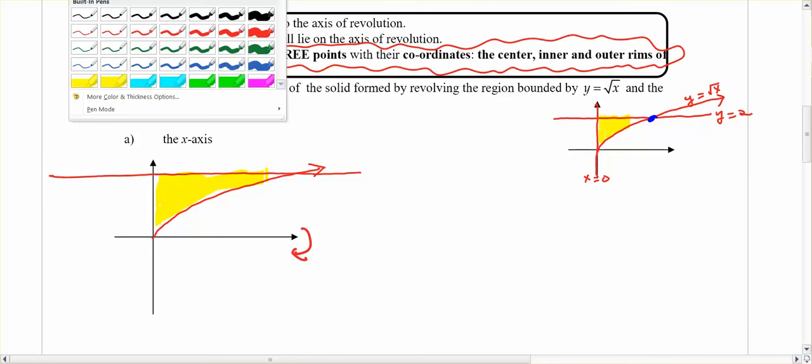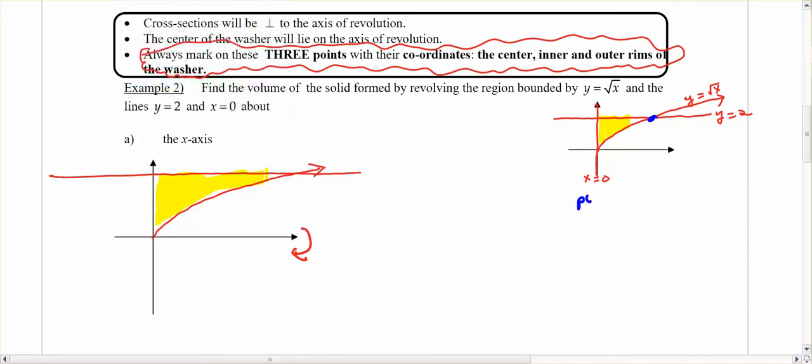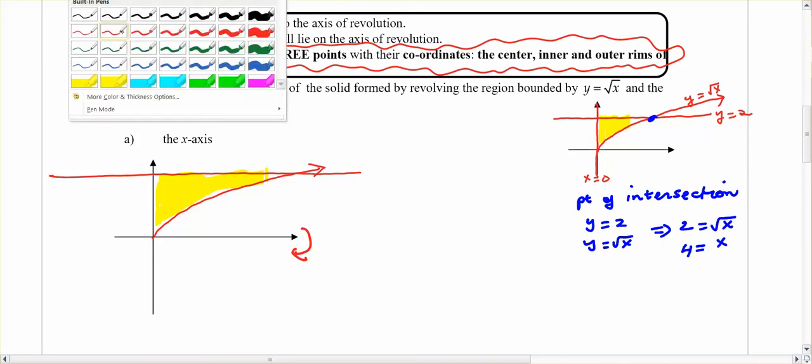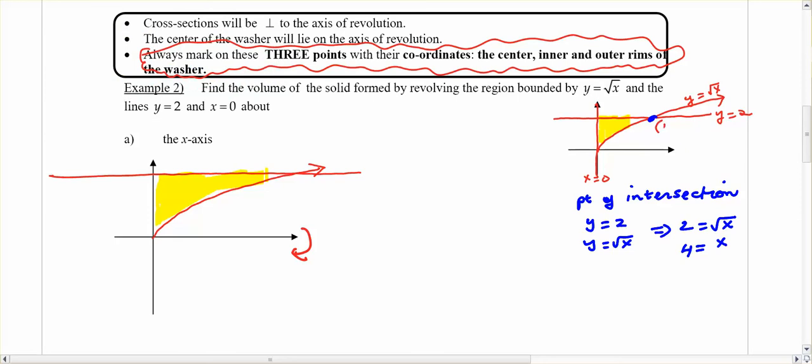Okay, point of intersection. We've got y equals 2, y equals root x. That means 2 is root x. X is going to be 4. So this point has coordinates 4 and the y is 2. So there we go. All right.